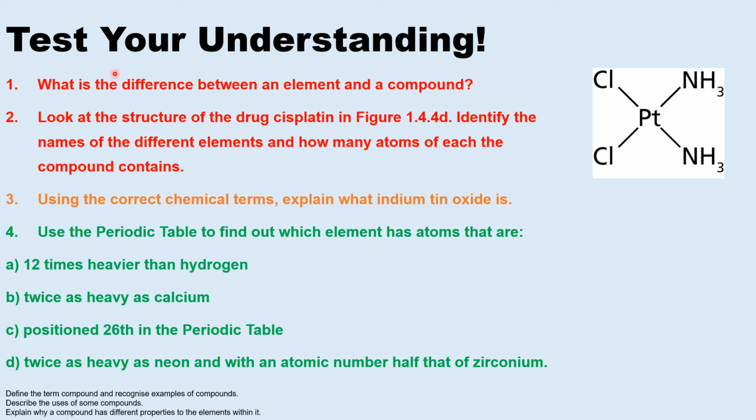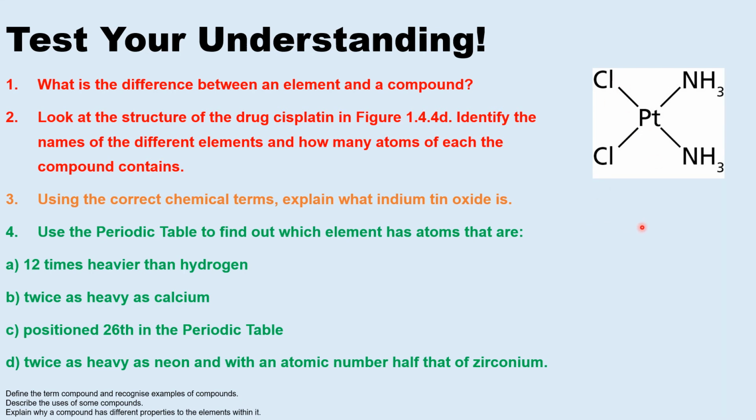Look at the structure of the drug cisplatin in figure 1.4.4d, which is this one here. Identify the names of the different elements, so individual elements, and how many atoms of each the compound contains. So identify the elements using a periodic table, and then write down, say, Pt equals how many atoms.